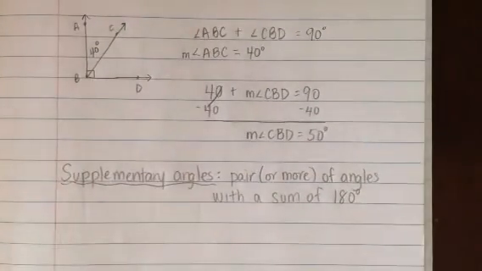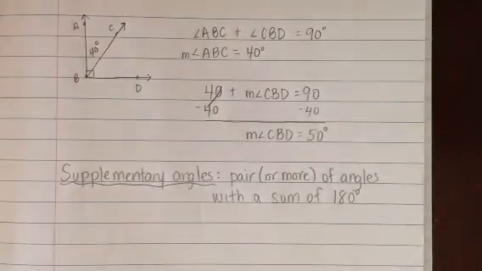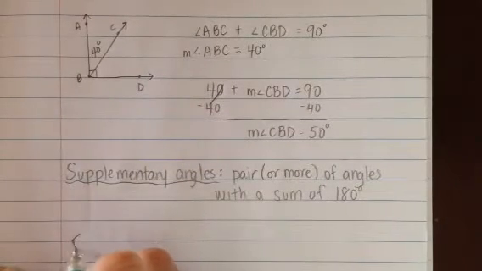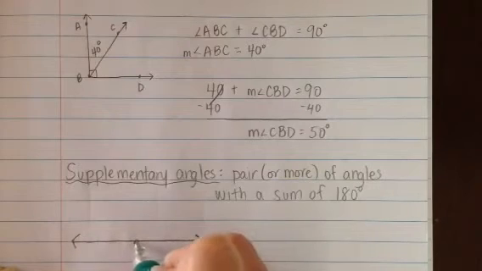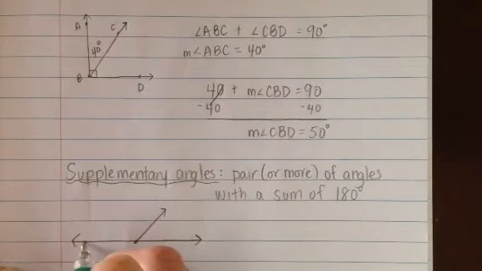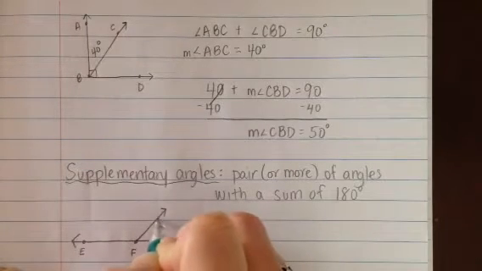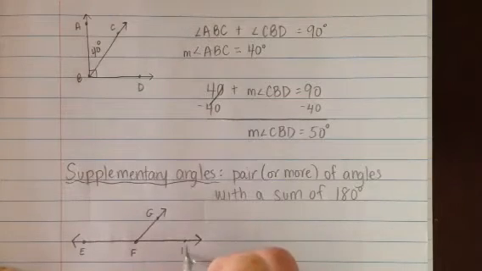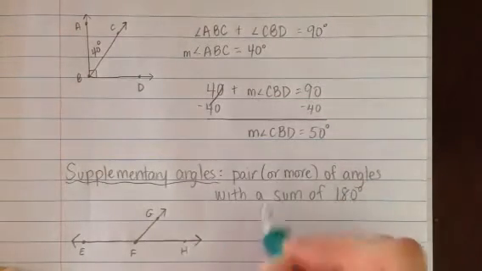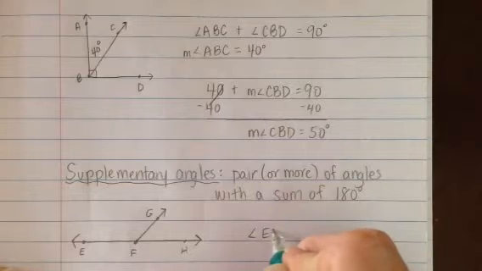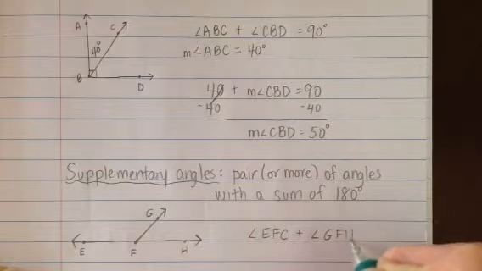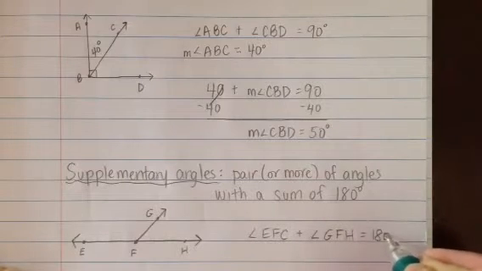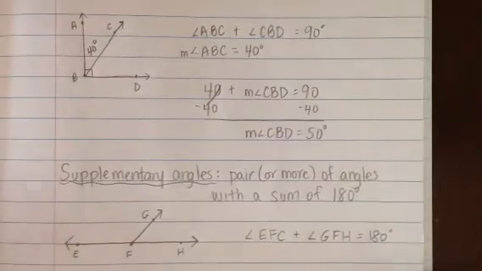Now, 180 degrees makes a straight line, right? So if we have a straight line, we have a straight angle, and we make two angles out of it. Let's name this one E, F, G, H. Sure, okay. So then here we would say that angle EFG plus angle GFH is going to equal 180 degrees. That is what makes them supplementary.